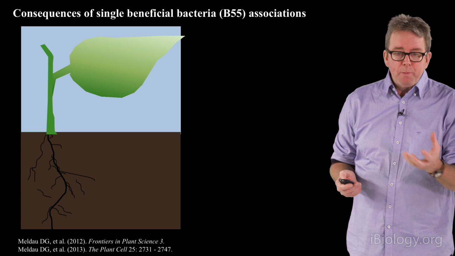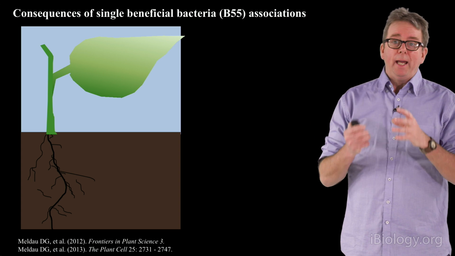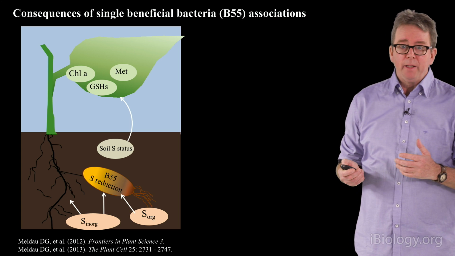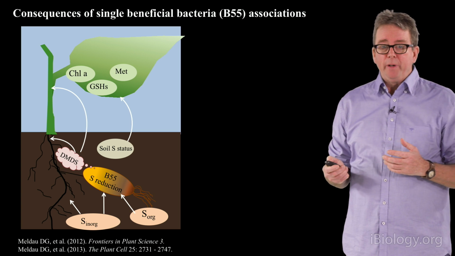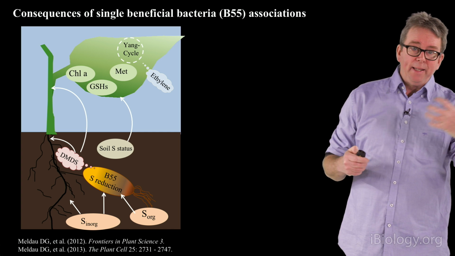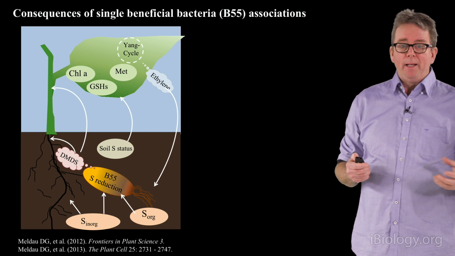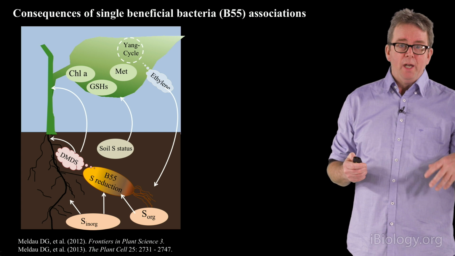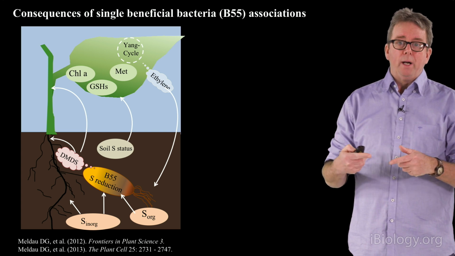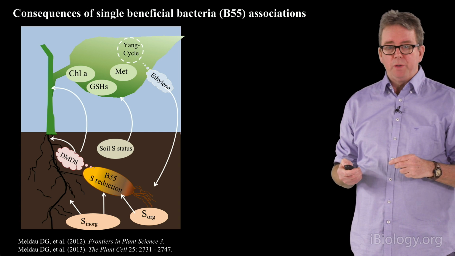Now we know that these bacteria can function in important ways for plant fitness as single bacteria. There's certain bacteria like this Bacillus megaterium that we call B55 that plays a very important role in reducing sulfur for the plant when they're sulfur deficient, supplying that reduced sulfur in terms of a volatile compound called DMDS, particularly when the plant is sulfur deficient because of an overactive Yang cycle which produces ethylene. You can read about it in those references down there.